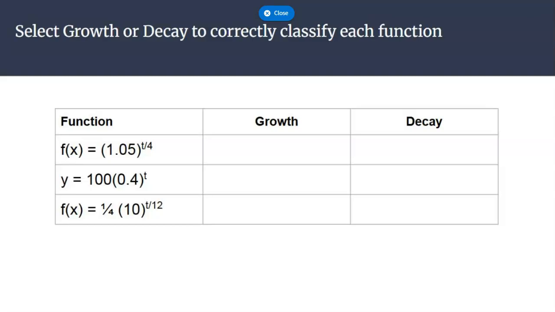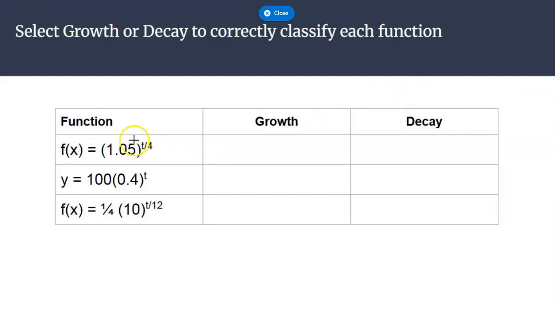Welcome back, everybody. We're going to be talking about identifying growth, decay, and classifying different types of equations. We'll look at a few examples of how to solve some exponentials.